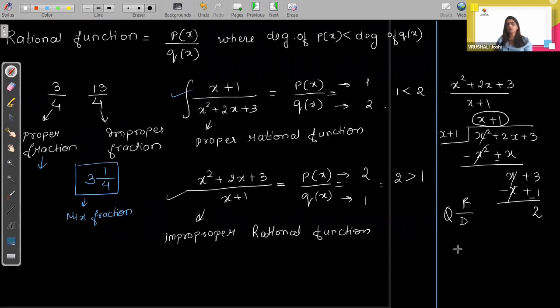So what is our quotient? The quotient is x plus 1, plus remainder by x plus 1, correct? Getting it? This is how we put them. So look, this is also a mixed fraction type, correct? We can call it a mixed fraction, correct?